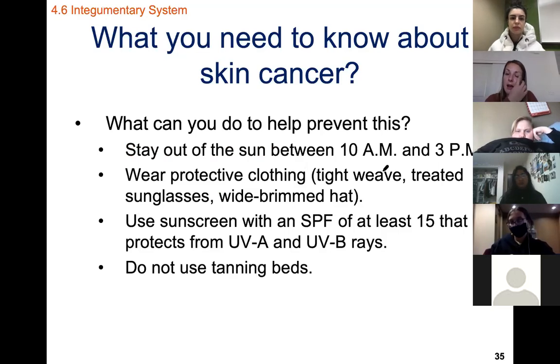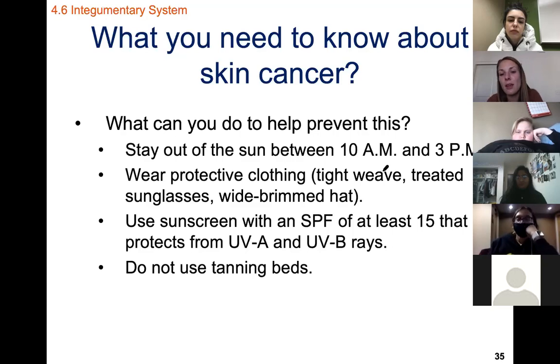So like it says, stay out of the sun between 10 a.m. and 3 p.m. We all know that's a little far-fetched, because staying out of the sun between those times of the day is probably not too enjoyable. But if you have to go outside during that time, wear protective clothing, like a hat, a tight weave, or treated glasses. Wear SPF of at least 15 that protects from UVA and UVB rays. They're different types of rays. And it says do not use tanning beds. Those are the ways that you can prevent skin cancer.